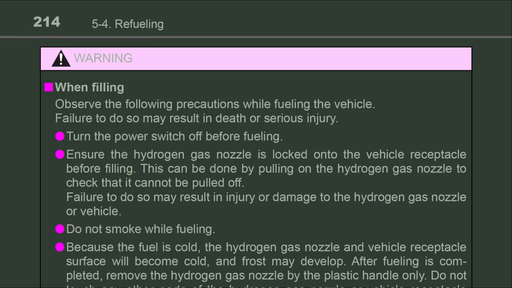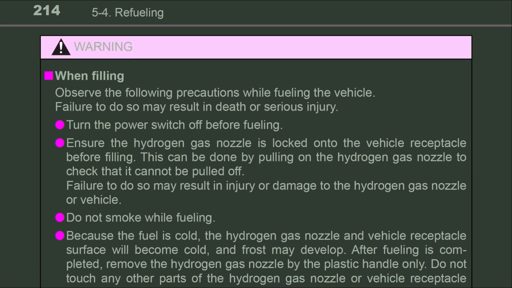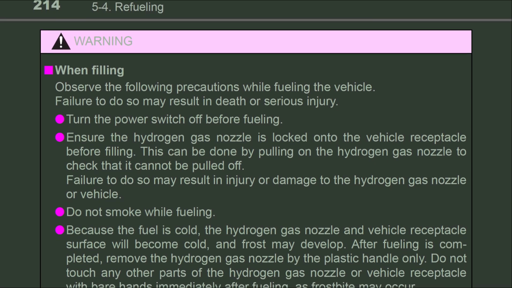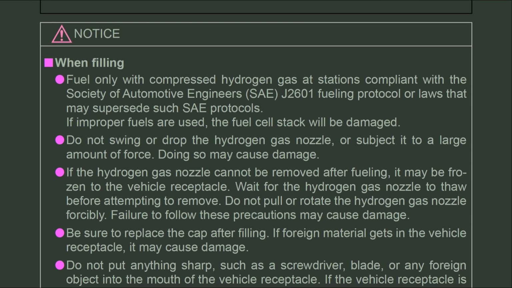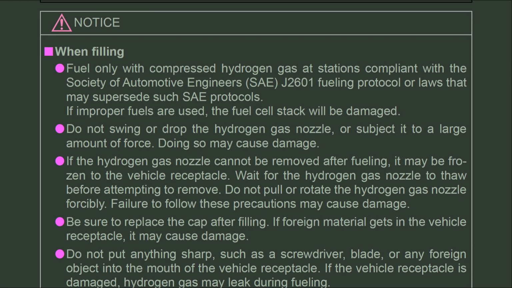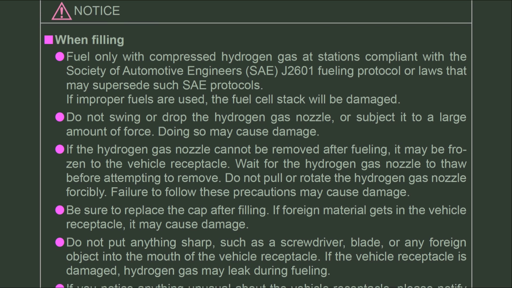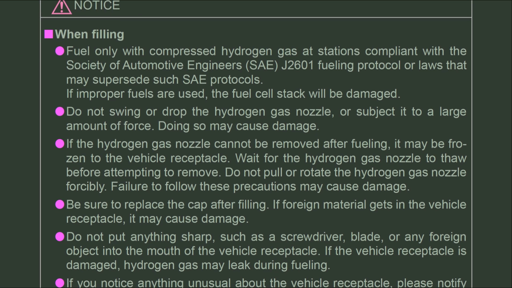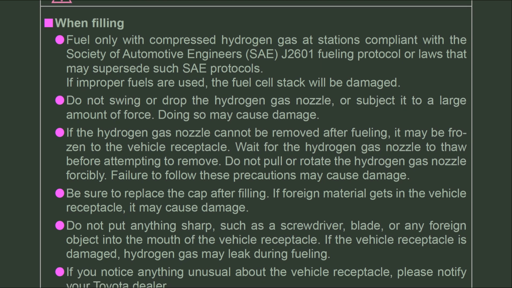Do not swing or drop the hydrogen gas nozzle, or subject it to a large amount of force. Doing so may cause damage. If the hydrogen gas nozzle cannot be removed after fueling, it may be frozen to the vehicle receptacle. Wait for the hydrogen gas nozzle to thaw before attempting to remove it. Do not pull or rotate the hydrogen gas nozzle forcibly. Failure to follow these precautions may cause damage.